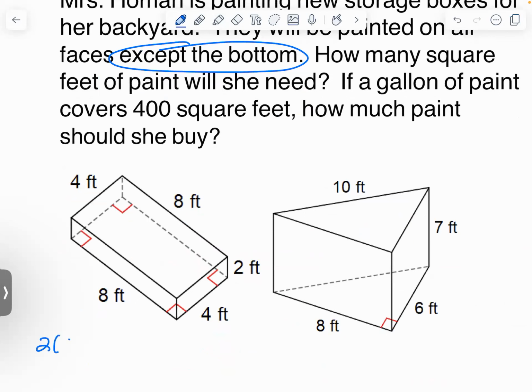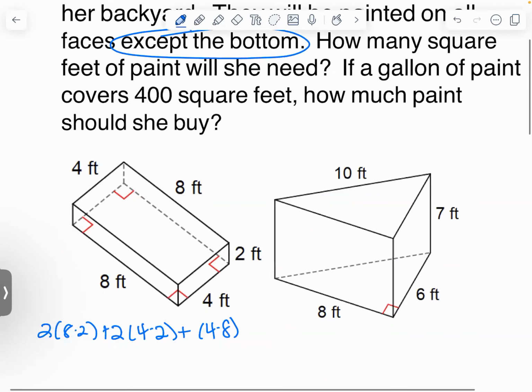There are 2 faces that are 8 by 2. How many faces are 4 by 2? 2 faces that are 4 by 2. And then what's the top? 4 by 8. So what do we have? 32 plus 16 plus 32.